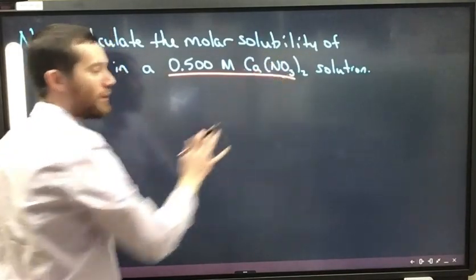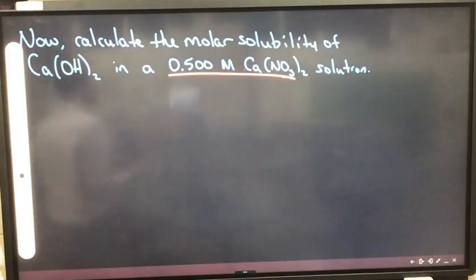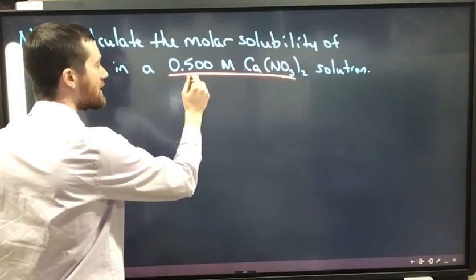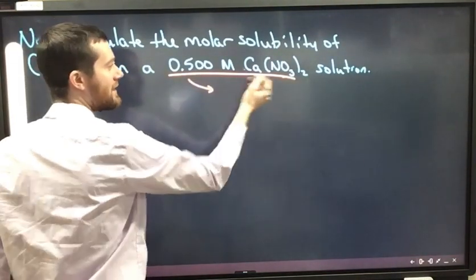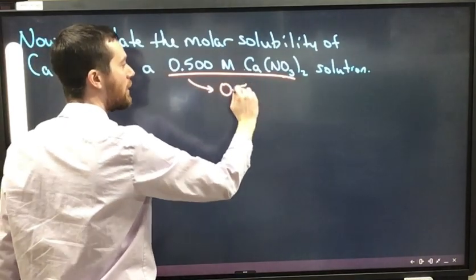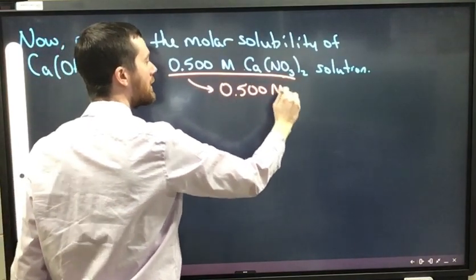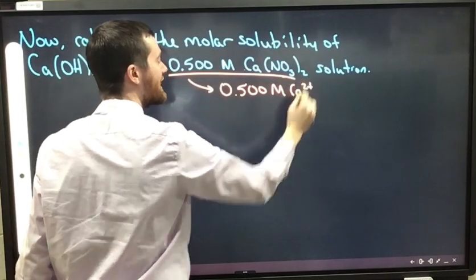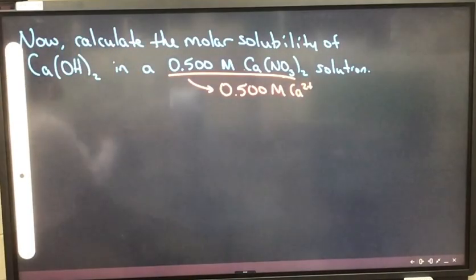The nitrate's not important right now. He's just there to cancel charge and to make sure this calcium dissociates and goes into the water. What is important is to register that for every 1 calcium nitrate, there's 1 calcium. So this means there's 0.500 molar calcium ions in that solution before we ever even start.